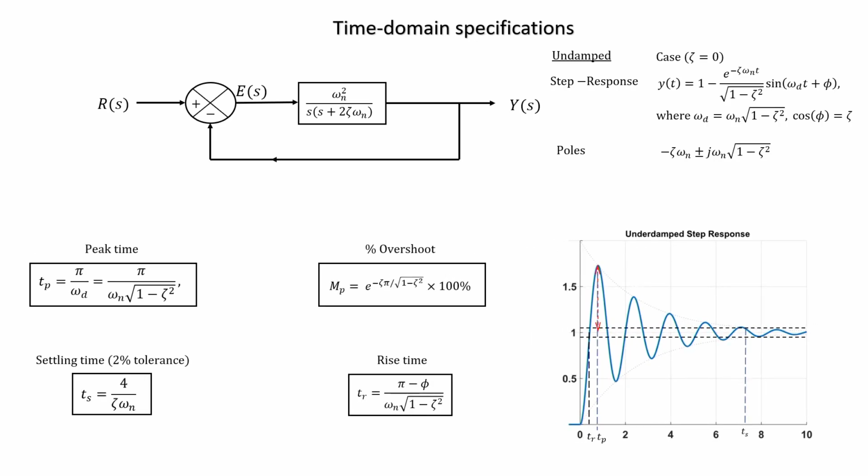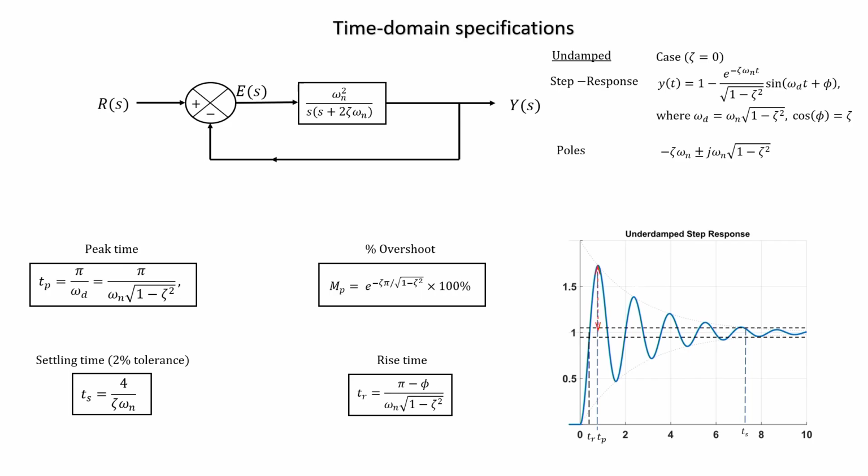So, you see, for the second order case we have got 4 specifications: peak time, maximum overshoot, rise time and settling time. Now, using these 4 specifications we can actually define what the user wants. Suppose the user is saying, I want that the system should be very fast. Okay. Now, what do you mean by very fast?